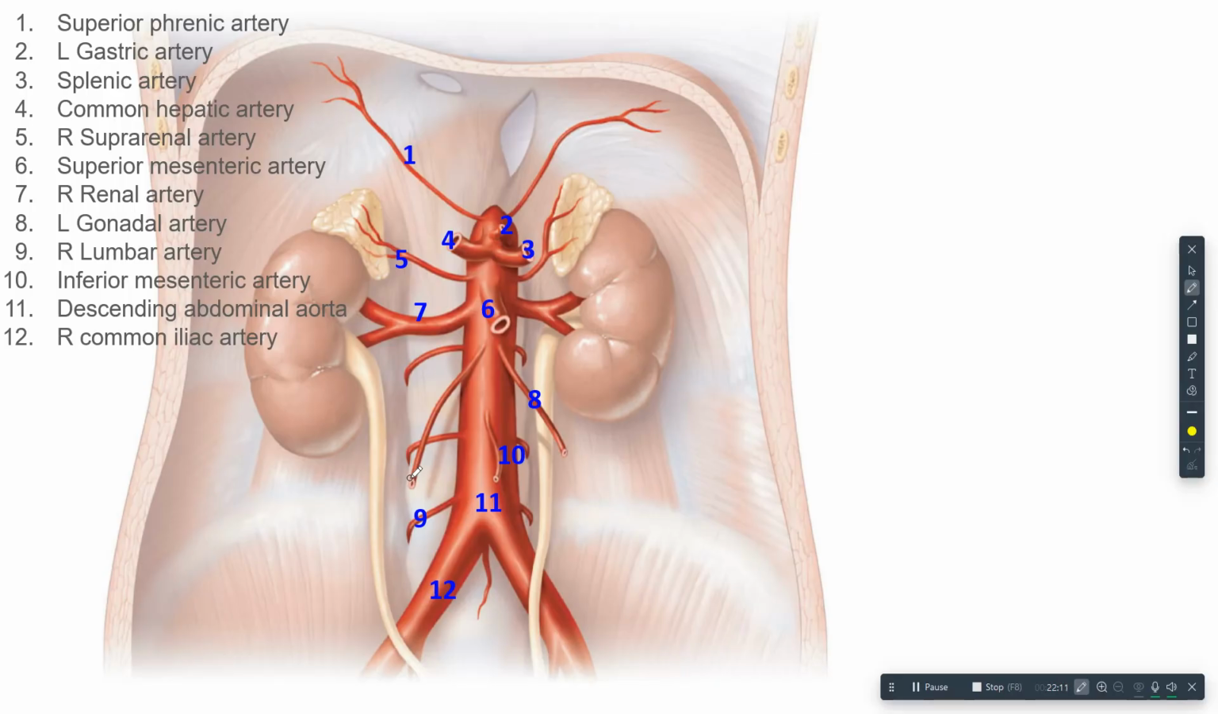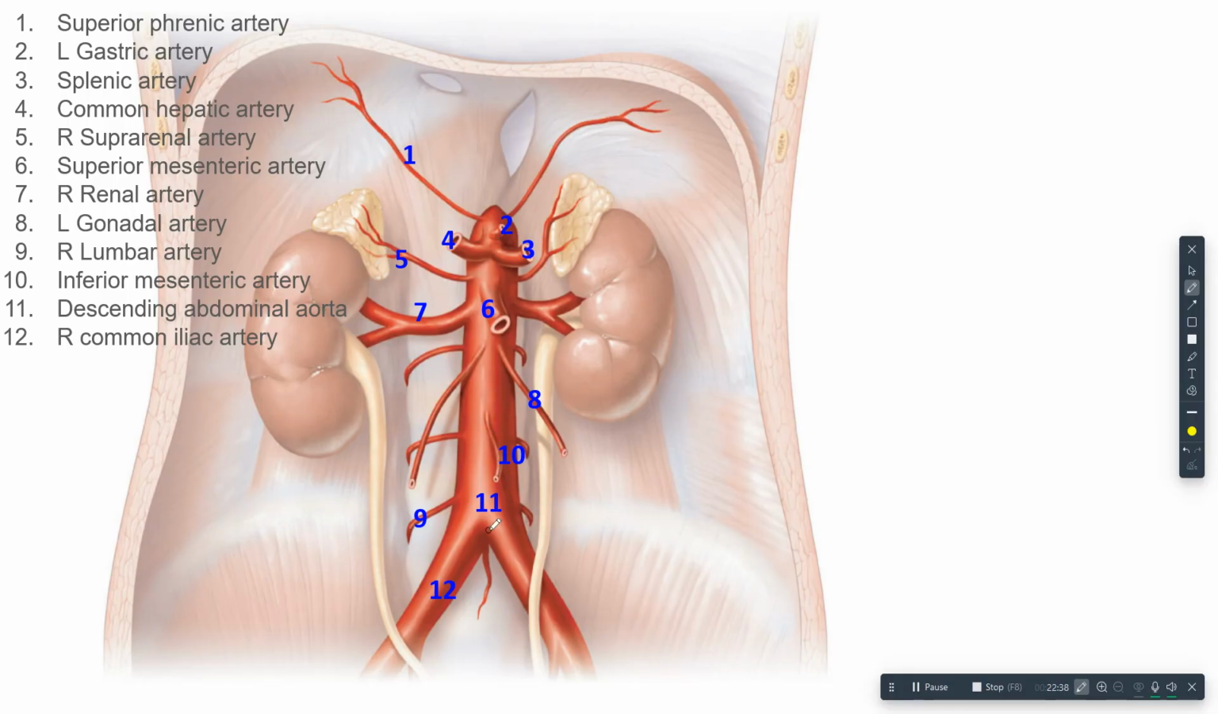If it were a female, of course, this would be the left ovarian artery and the right ovarian artery. If it is a boy, they would be testicular. I also see a lumbar artery, number 9 here, and a couple other lumbar arteries as well. And I see this guy coming from the middle here. This is the inferior mesenteric artery.